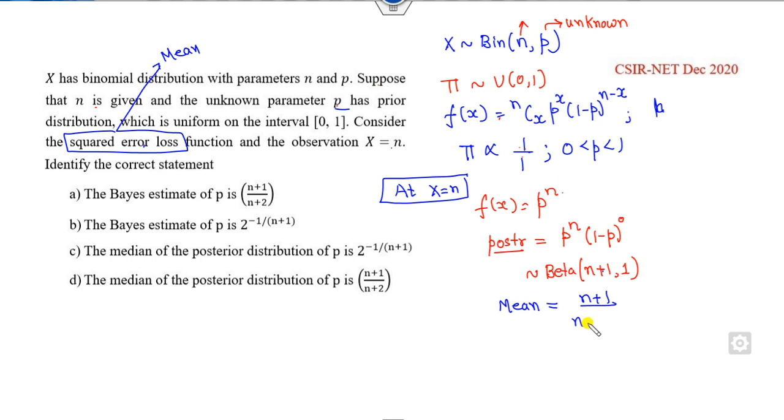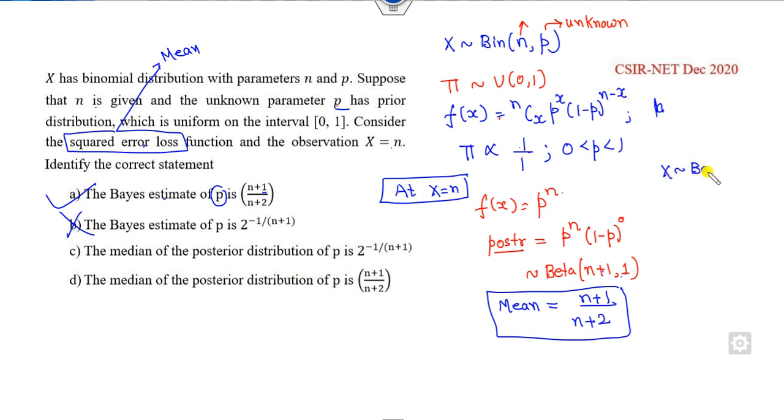Alpha, that's the first term, divided by the sum of them. So this is the right answer. So the Bayes estimate of p is here. This option is cancelled. Fine. Now how can you find the median? Because for the beta distribution there is no closed formula for the median.